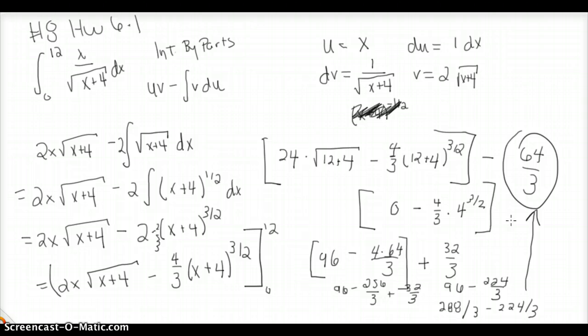So once again, to summarize, we just took the antiderivative using integration by parts, and then we substituted in the values from 0 to 12, used the fundamental theorem of calculus, and came out with 64 thirds as our answer.